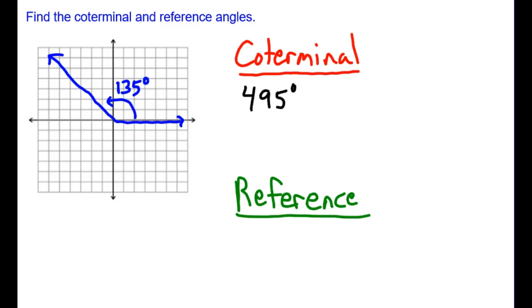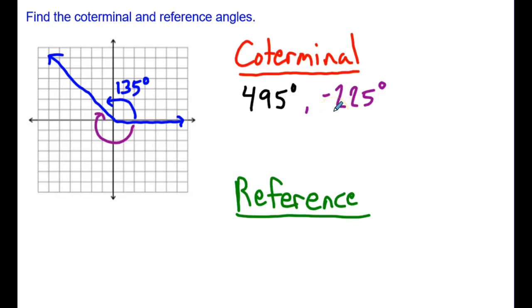I could also go clockwise. If I start on the initial side, go around clockwise until I get to that same terminal side, now I would have to subtract. If I took 135 degrees minus 360 degrees, I would get negative 225 degrees. Notice all I had to do to find a coterminal angle was take our standard angle we started with, add 360 degrees to get 495 degrees, or subtract 360 degrees to get negative 225 degrees.